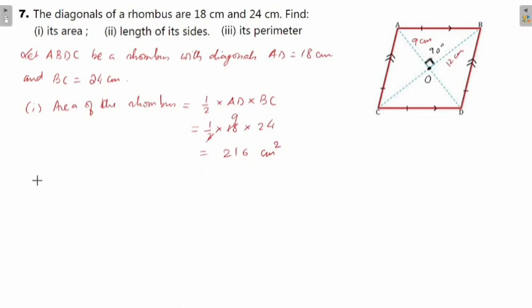So number 2, let me find what is the length of each side. That is, let me find AB. You know, in case of rhombus, all the sides will be equal. So better find AB. It will be equals to finding this, this, this or this. So using properties of rhombus, we have AO equals to OD, which will be equals to 9 centimeter, right?